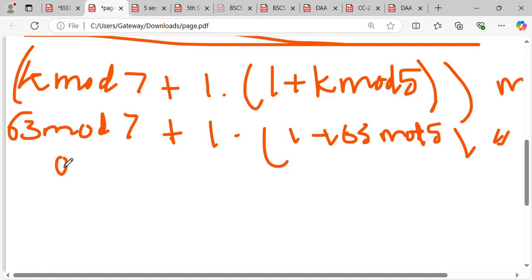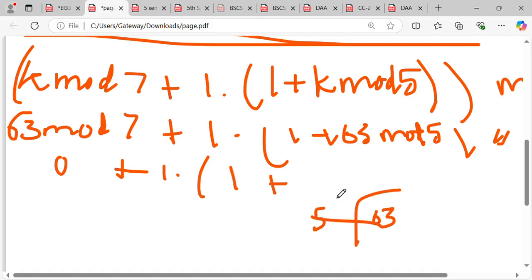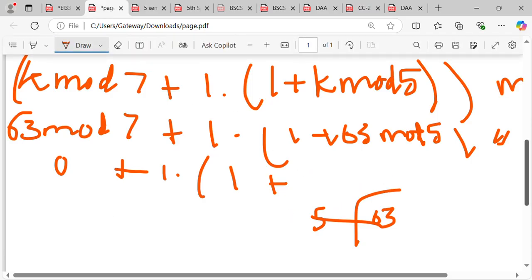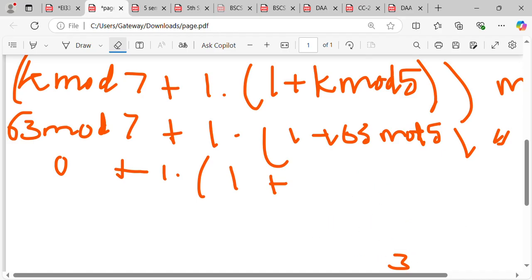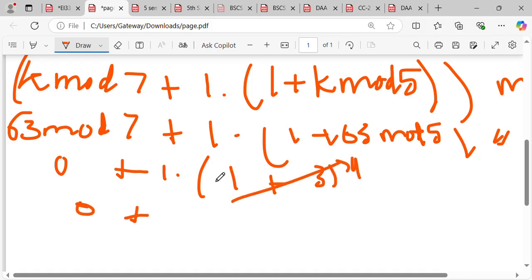So this gives us 0 plus 1 times (1 plus 63 divided by 5), because 63 is completely divisible by 7. Five 12s are 60, right? So we will have 3 as the remainder, so I'm going to write 3 here. Now it becomes 0 plus 1 times 4. Four ones are 4, so that's 4.